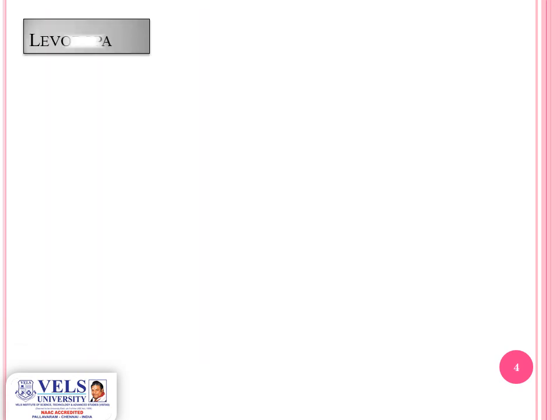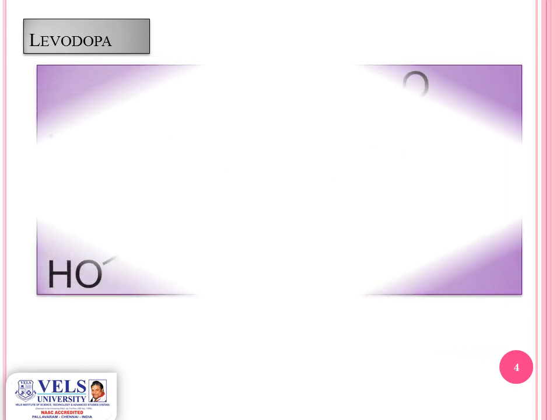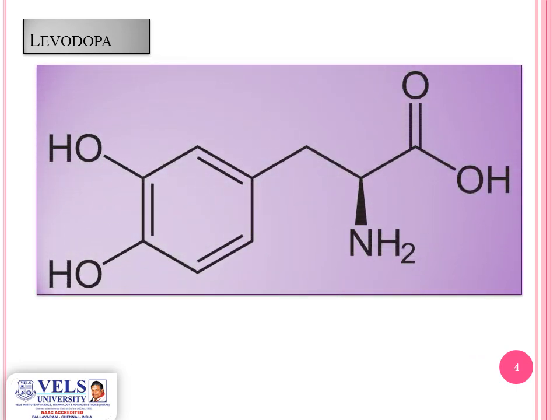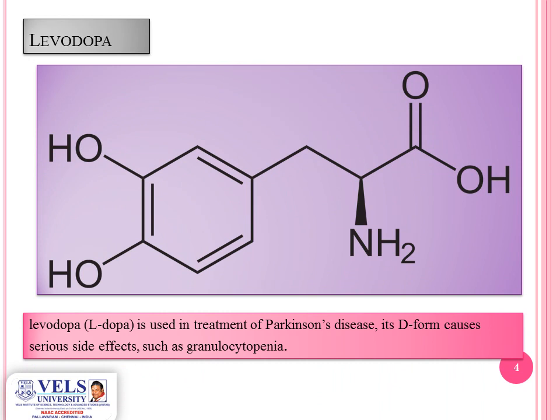Another example is levodopa, which is useful for the treatment of Parkinson's disease, but its D isomer also has a side effect called granulocytoma. So by using the resolution process, we can separate both levodopa and D-dopa and formulate only levodopa for the effective treatment of Parkinson's disease.